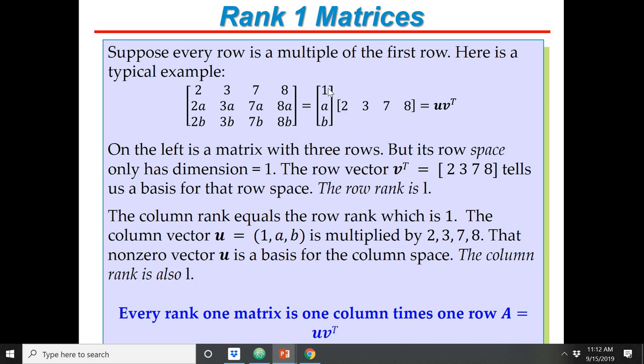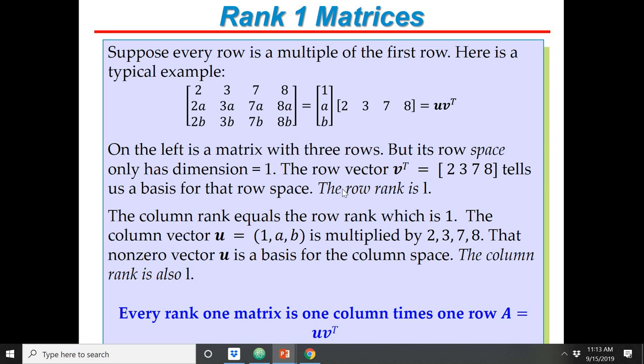So there is only one independent column, which is 1, a, b, this vector U, and there is only one independent row, which is this vector V. So U and V is what you need to generate this matrix A. And obviously, this matrix, having only one independent row and one independent column, has rank 1. So never forget that all rank 1 matrices have basically the form U V transpose, where U is the basis of the column space and V is the basis of the row space.